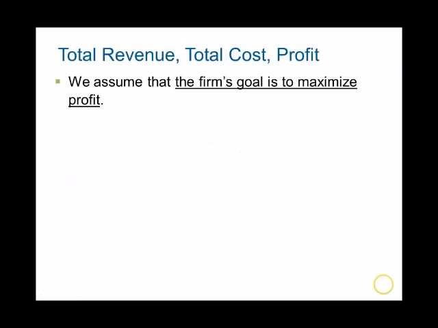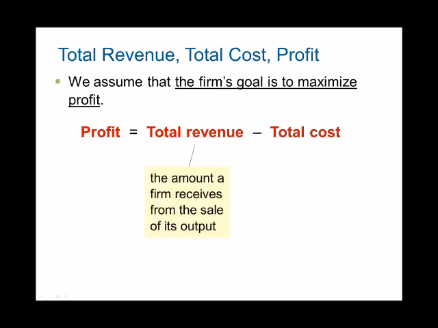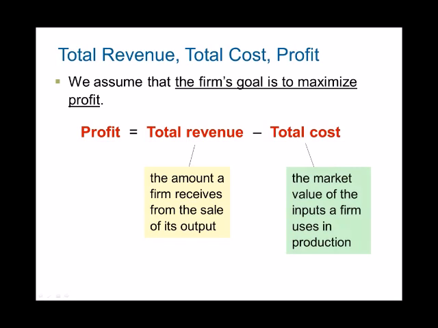We are going to assume that the firm's goal is to maximize profits. That is, to maximize the total dollar value that enters the firm minus the total dollar value that leaves the firm. So profit is basically total revenue minus total cost. Revenue is what enters the firm when they make a sale, and cost is what leaves the firm, so what is needed to produce that product. So total revenue is the amount a firm receives from the sale of output, and cost is how much it requires to produce that output.